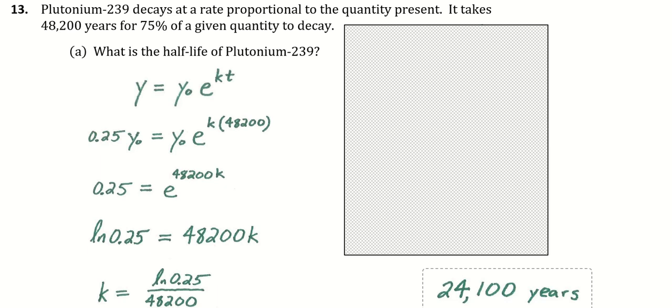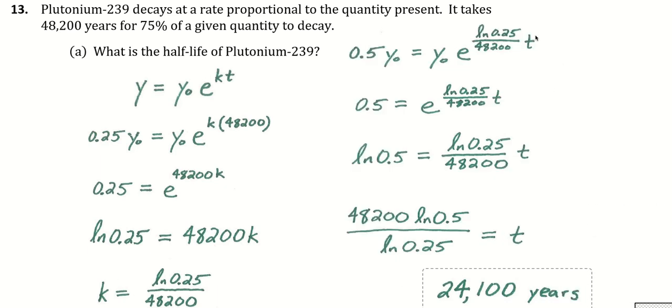What is the half-life of plutonium? So now, this was trying to catch you. If 75% decays after 48,200 years, that means 25% is left. Remember, what goes here is what's left over. So you get your K value, and then that allows you to solve for T, for like a half-life. When will you have half of it left over? So that turns out to be 24,100 years.